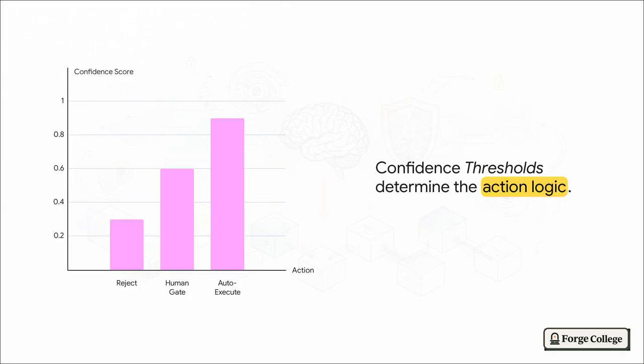On the flip side, anything below 0.4, that's a terrible signal. Maybe the data is totally stale, or the AI has just completely lost its mind. The bouncer tosses those straight out into the alley like a bad fake ID, action rejected. But the real magic happens right there in the middle. Scores between 0.4 and 0.8 trigger the human gate.